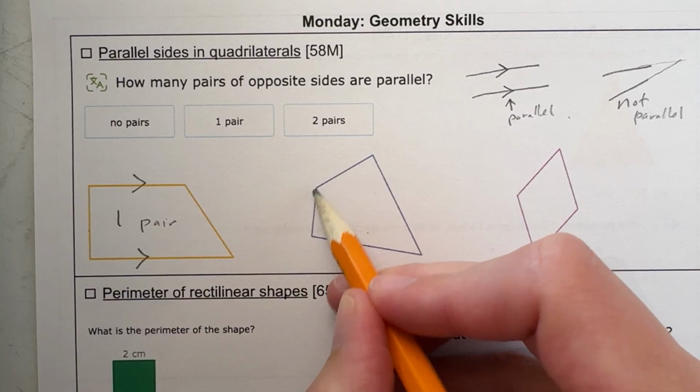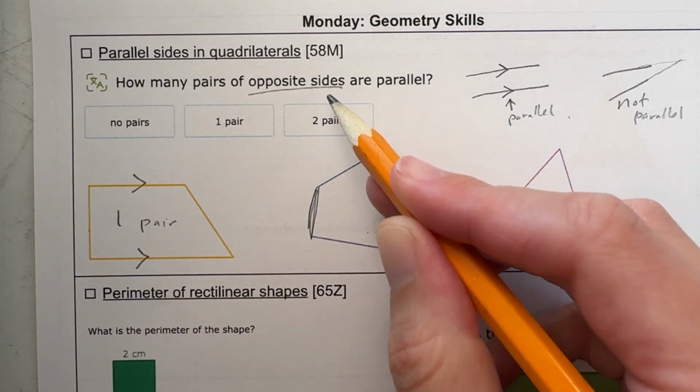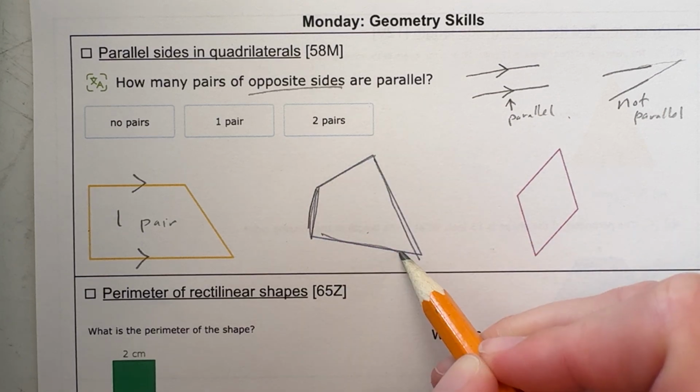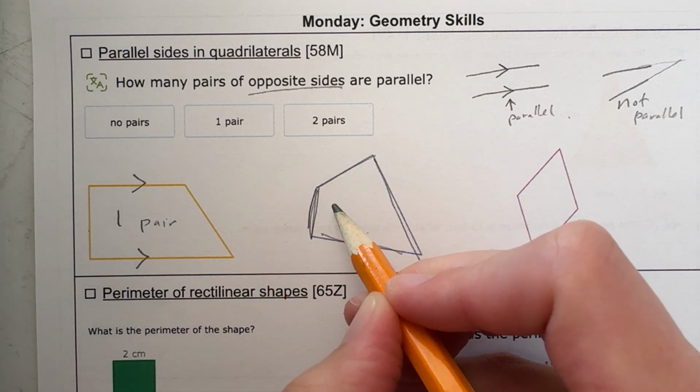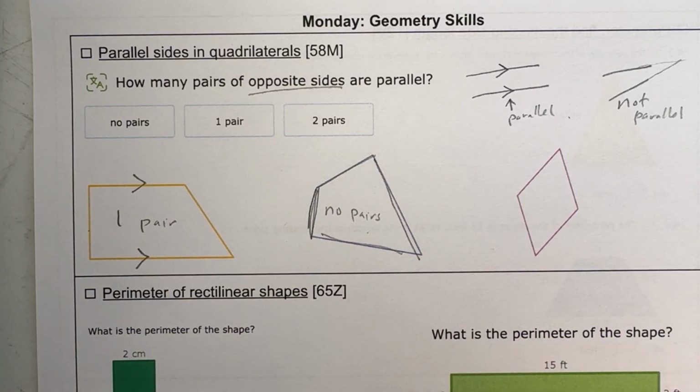Over here, look, it's opposite sides. So is this parallel to this? No, those will meet, right? Is this parallel to this? No, those will come and meet over here. So this is no pairs of parallel lines.